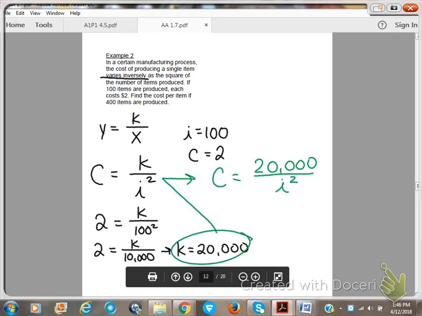Is that it for this particular problem? So why wouldn't you use the K over X one? No, because you have to find the cost per item when 400 are produced. Good. So that 400, are you going to plug that in for the I or for the C? I. Good. You always go back to the one that pertains to your problem. Now, if we plug in 400 for the I, that's saying C equals 20,000 divided by 400 squared. And you are allowed to use a calculator.